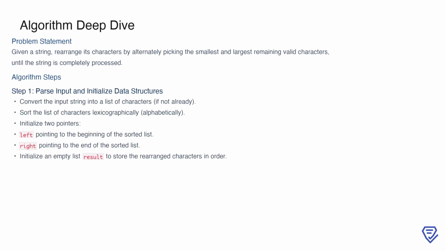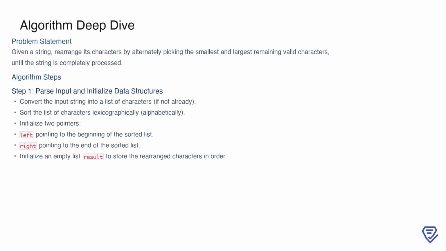The problem asks us to rearrange the characters of a given string by alternately picking the smallest and largest remaining valid characters until the entire string is processed. To solve this, we start by parsing the input and setting up the necessary data structures.